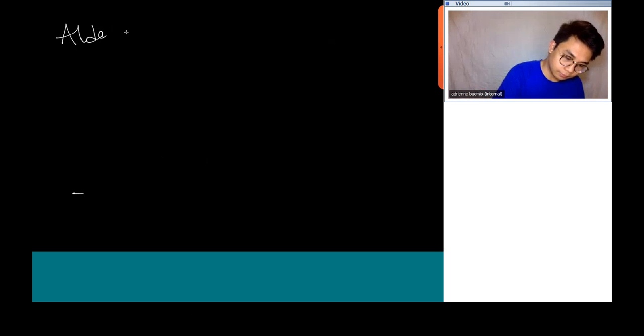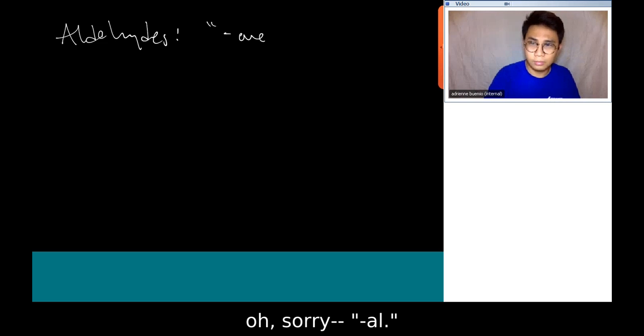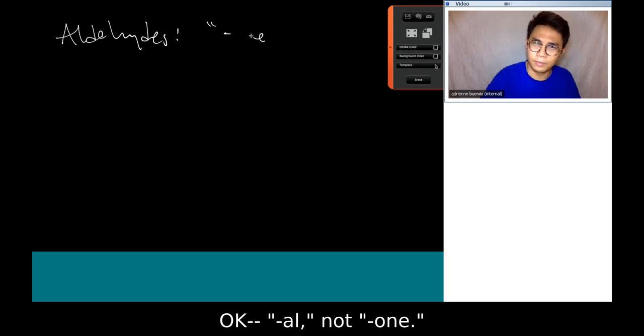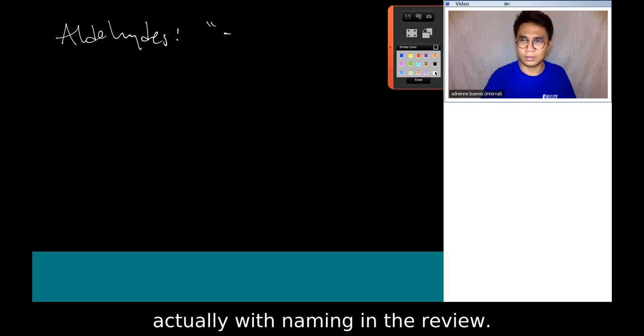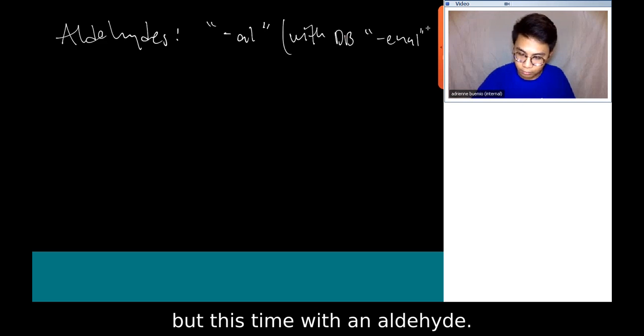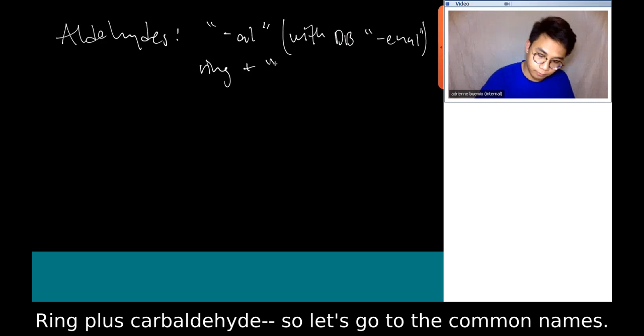Okay, so now let's get more specific. Let's go to aldehydes first. For naming, it's going to be al, not one, right? I just wrote this subconsciously. And then it has common names. With a double bond, it's enal, because it's an alkene, but this time with an aldehyde. And what if it's a ring? Ring plus carbaldehyde.